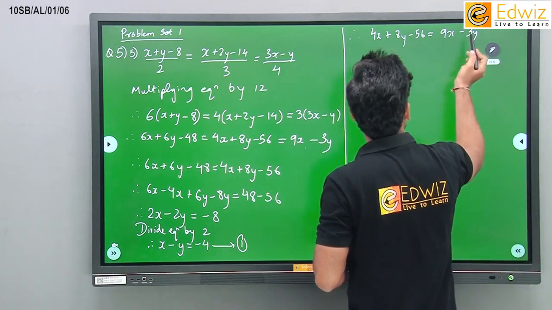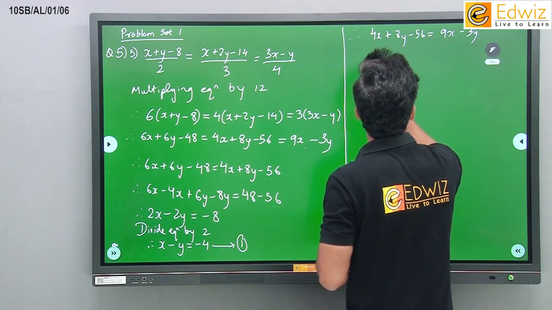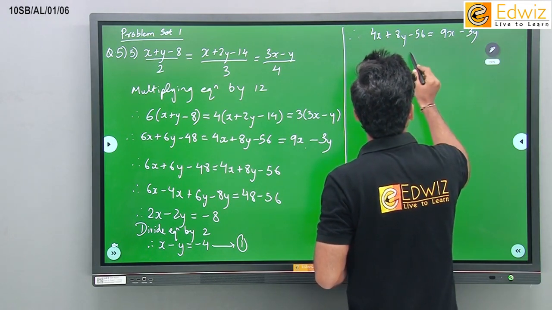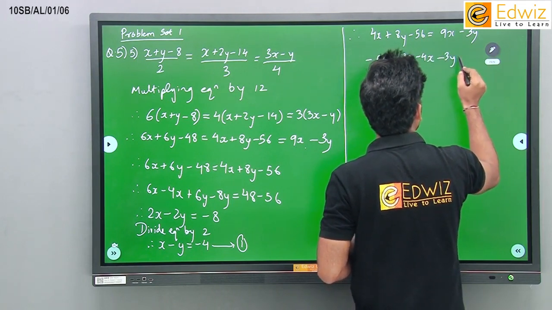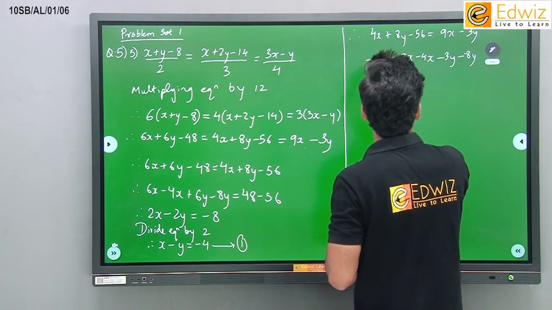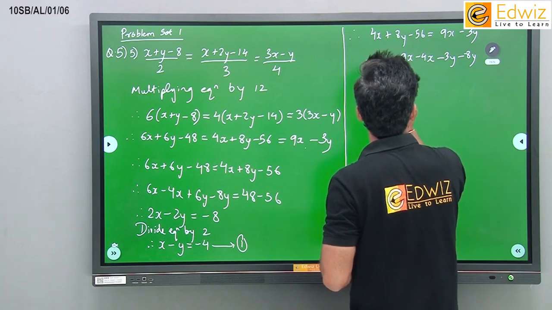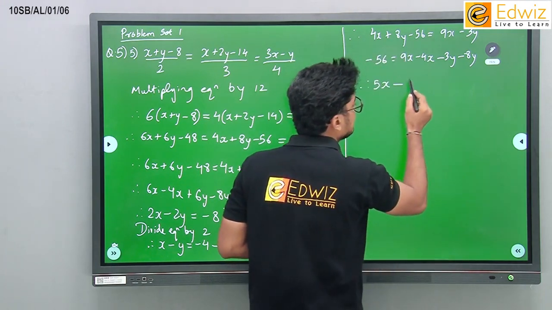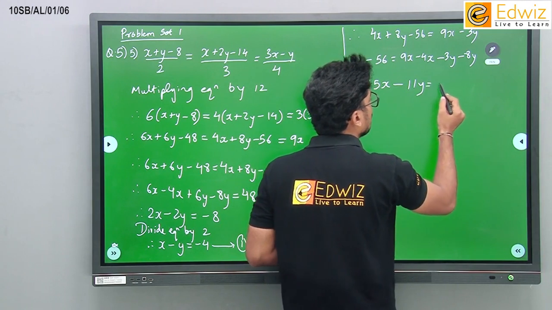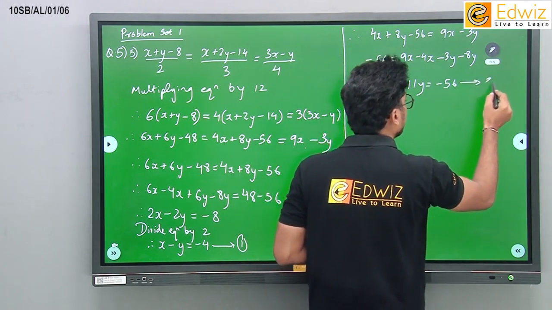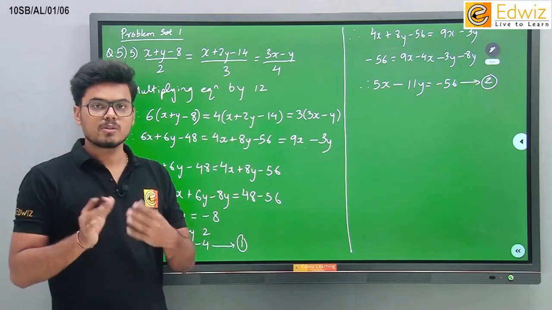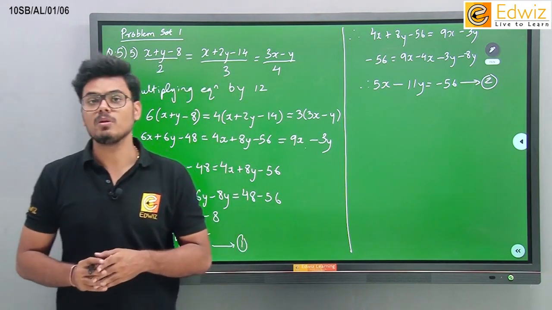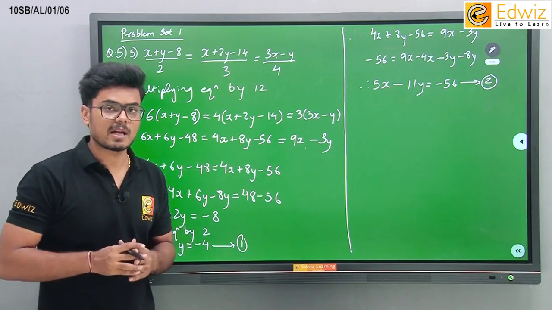So send 4x on the other side, 8y also on the other side, minus 56 यही रहेगा. So 9x minus 4x minus 3y minus 8y. Okay, so your equation is 5x minus 11y equal to minus 56. This becomes my second equation. Okay, once we get two equations, you know how to solve them using Cramer's rule. Just you apply the formula for Cramer's rule.